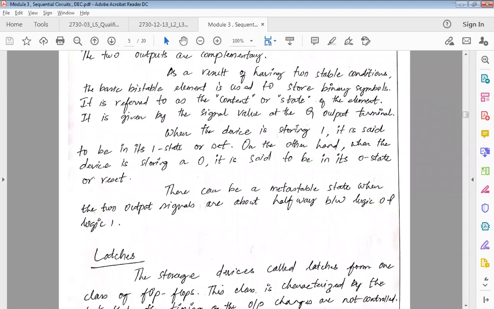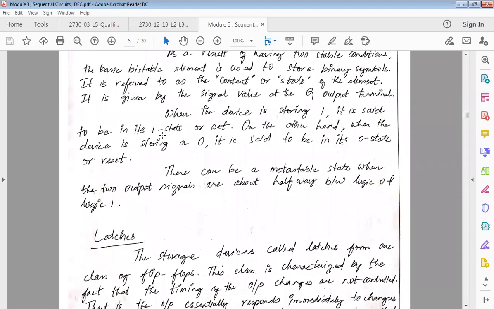When the device is storing 1, it is said to be in the one state or set. Keep this in mind. When it is storing 1, then we call it set. On the other hand, when the device is storing a 0, it is called reset. 0 reset, 1 set. There can be a metastable state. So what is a metastable state? Something in between logic 0 and 1.